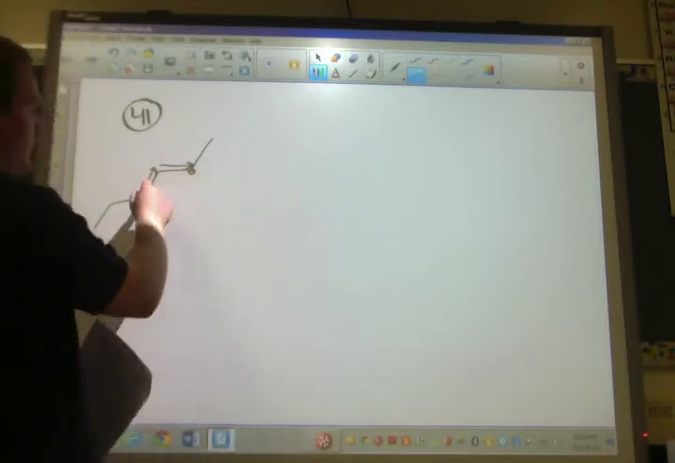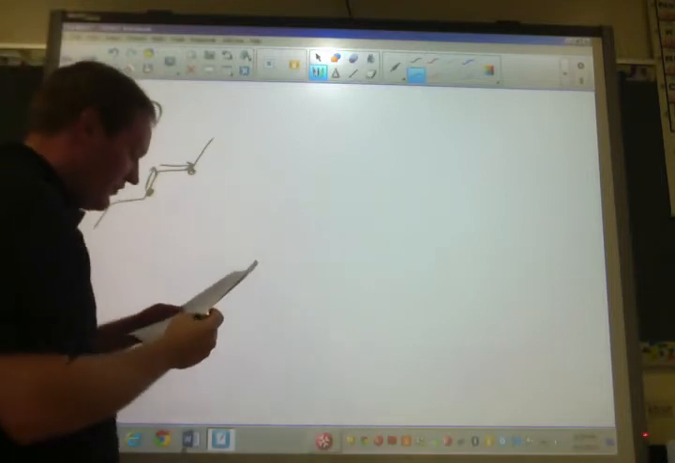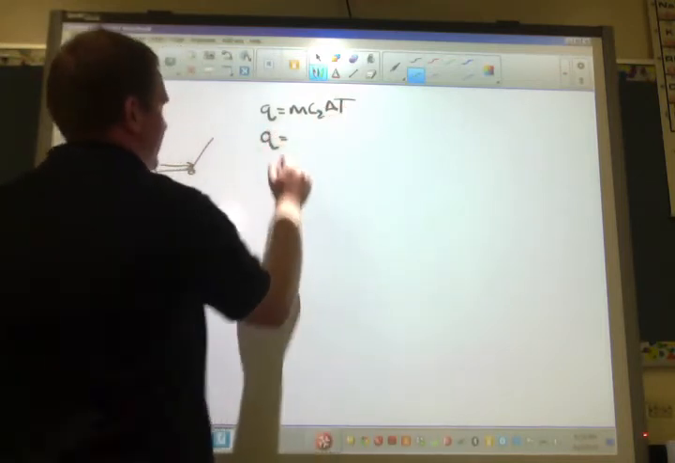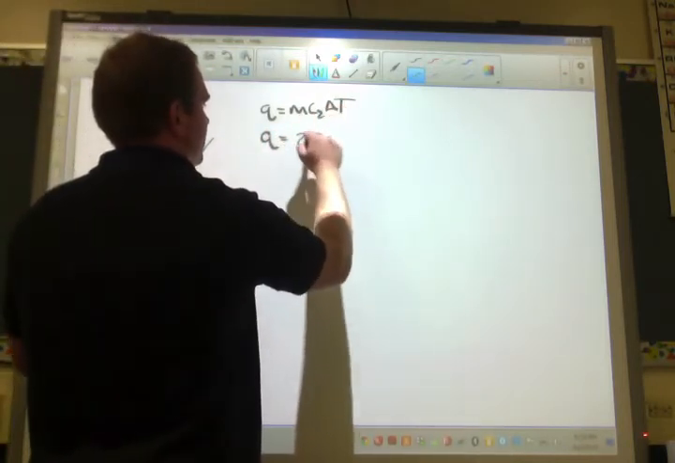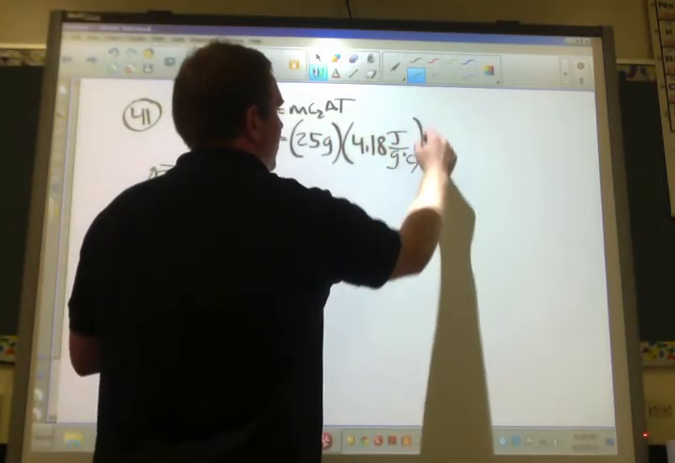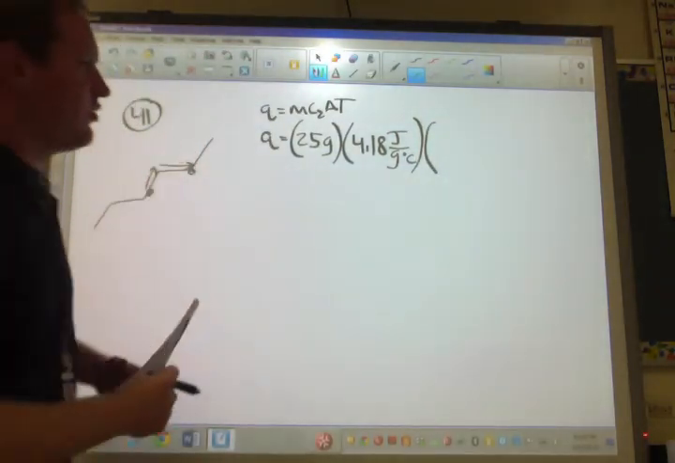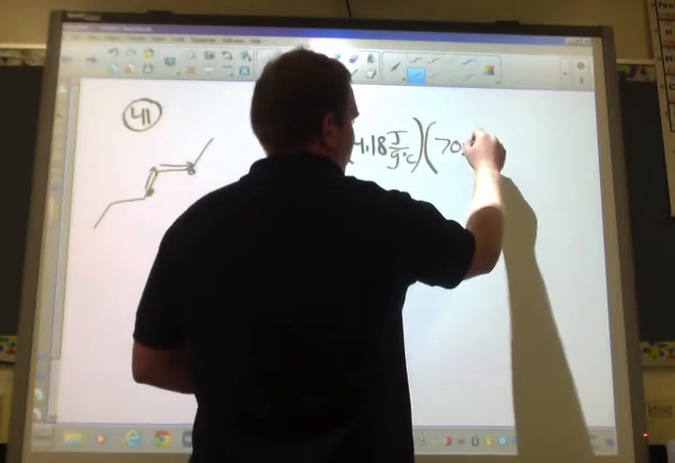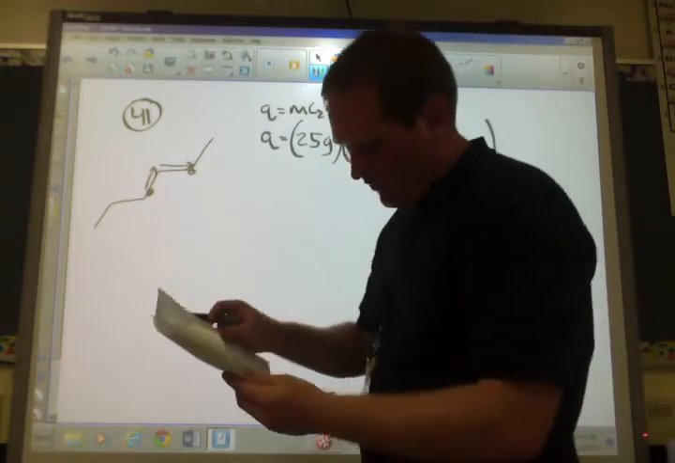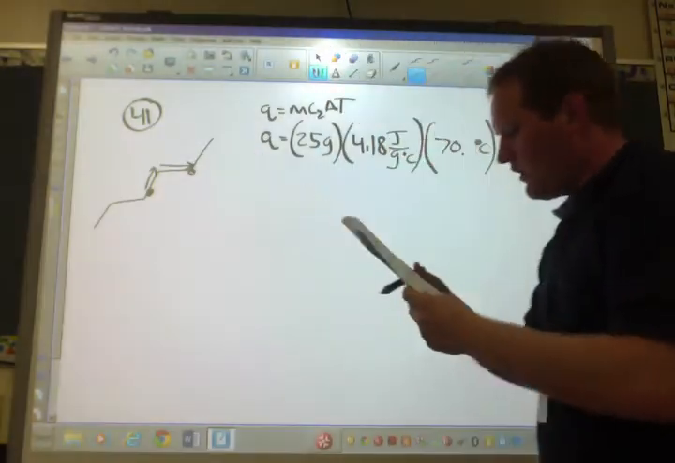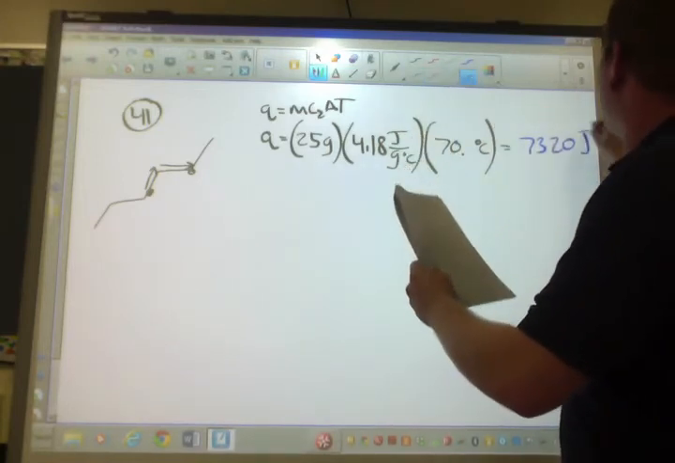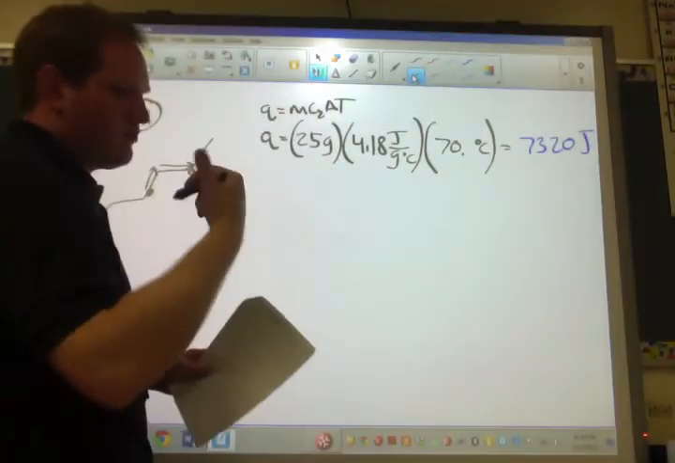Step 1, let's find the heat it took to bring that from 30 degrees up to 100. So Q equals mc delta T. Q equals the mass of the water, which is 25 grams, times c, which is 4.18 joules per gram degree Celsius, times delta T. Well, it started at 30, it's got to go to 100, so it's going to be 70 degrees Celsius. I'm going to use my cheat sheet here for 41. This equals 7320 joules. Okay, so that's the heat it took just to bring it up to 100.